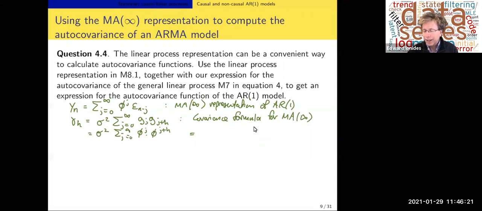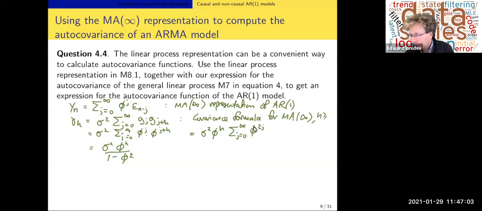And then I take phi^j to the h out and I get sigma squared. I take phi^h out. And then I have the sum from j is 0 to infinity of phi^{2j}. And that's a geometric sum. I know how to do that. So I get sigma squared phi^h over 1 minus phi squared. Now, somewhere I've assumed h is non-negative. I think it's in this step here. Okay, and then by symmetry, a very similar calculation works when h is negative.